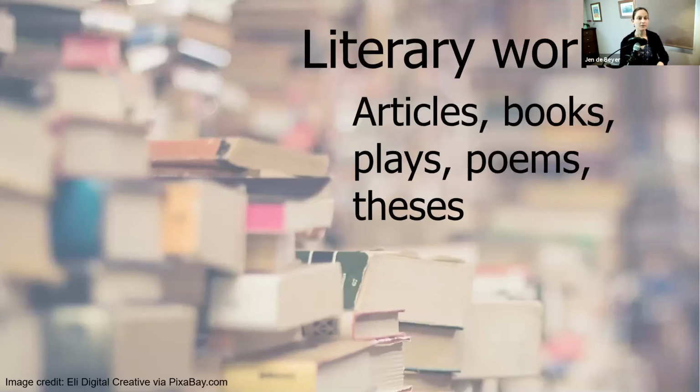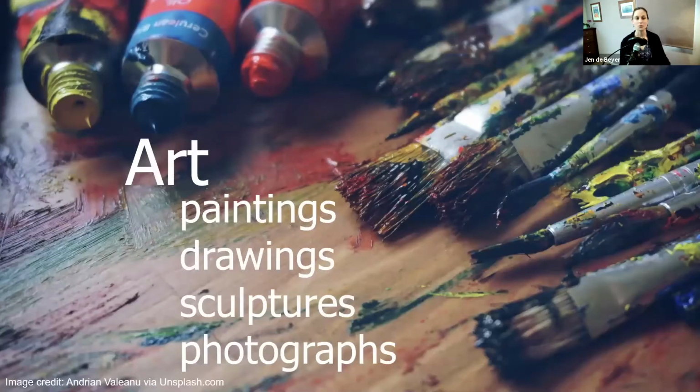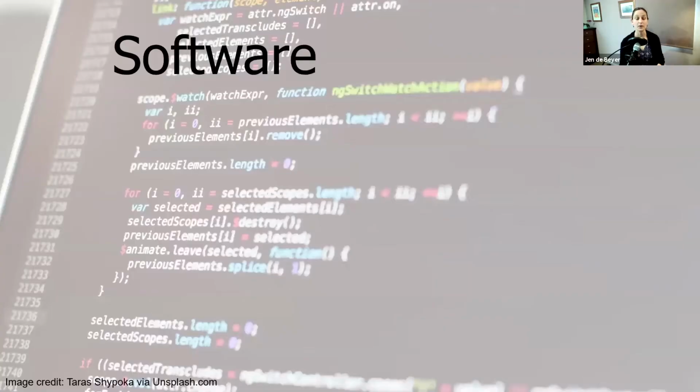So copyright covers anything written. So literary works like articles and books and plays and poems and a thesis, all of those things are copyright. Anything that's recorded, so things like movies and choreography and musical compositions and sound recordings and radio and television broadcasts, all fall under copyright. All artwork, paintings, drawings, sculptures, photographs, any of those things, copyright. And all software and code is also under copyright.